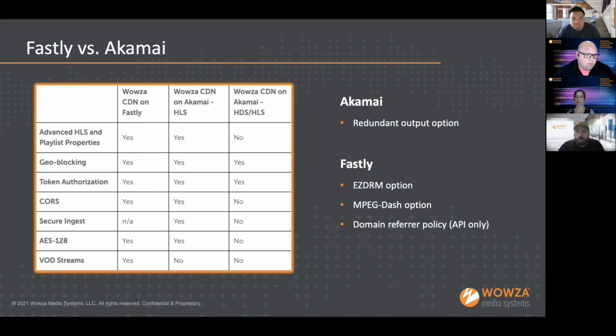Otherwise, Fastly delivers a few other options that aren't available on Akamai. One being easy DRM. So DRM is probably the most secure option for your content. It is another service. It is something that does cost more, but in the world we live in, we protect what we value most. And so if we really value our content and we have concerns of that content getting into the wrong hands, DRM may be your best option.